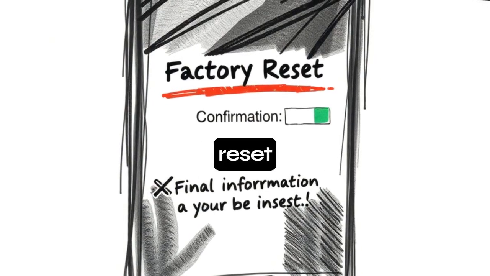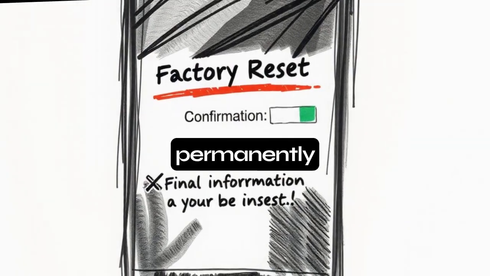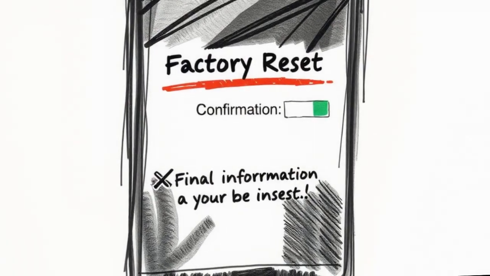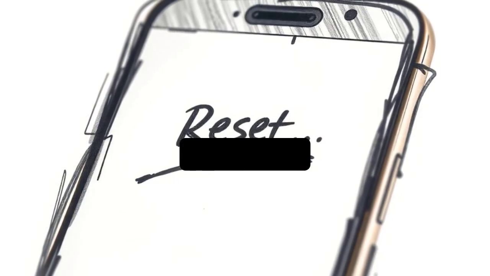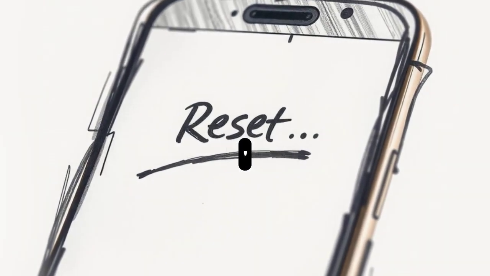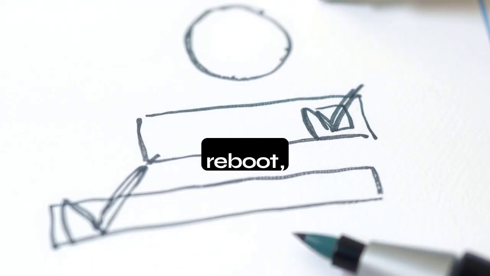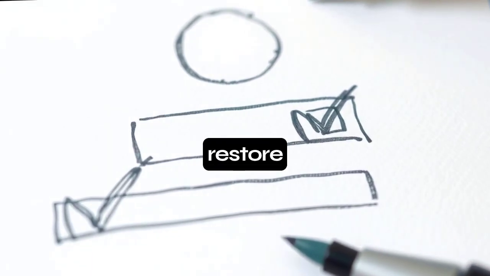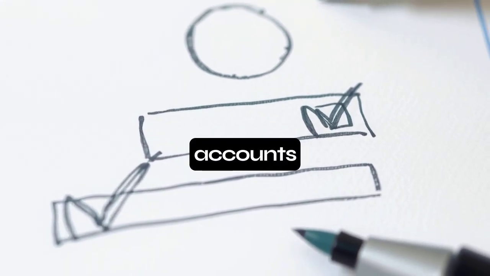Confirm the factory reset when prompted. This will permanently delete all user data. Wait as the reset completes, then choose Reboot System Now to restart the phone. After reboot, sign in and restore from your backup. Verify accounts and security.